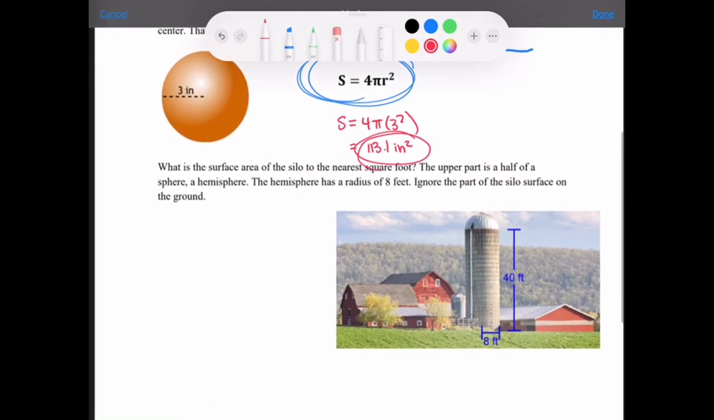Okay, so what is the surface area of a silo to the nearest square foot? The upper part is a half of a sphere. The hemisphere has a radius of 8, and ignore the silo surface on the ground. Okay, so all we have to know is the cylinder part and the hemisphere part. Okay, so let's start. Why don't I start with the cylinder?